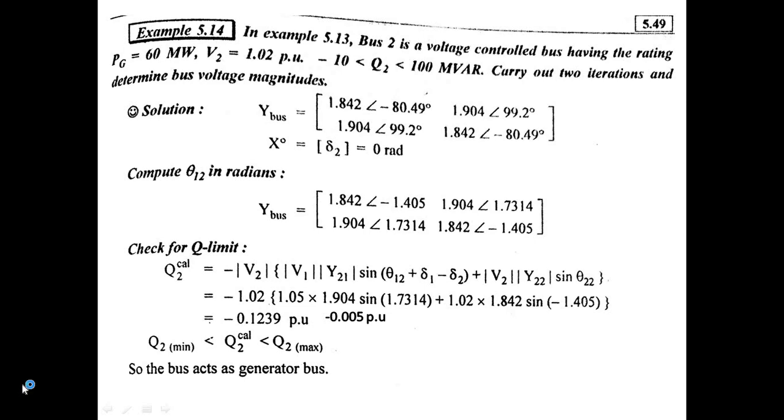Q2 calculation is equal to minus V2 V1 Y21 sin theta 12 plus gamma 1 minus gamma 2 plus V2 Y22 sin theta 22. 1.02 into 1.05 into 1.904 sin 1.7314 plus 1.02 into 1.842 sin minus 1.405, that is equal to minus 0.1239 per unit. And Q2 minimum is less than Q2 calculation less than Q2 maximum. So the bus acts as a generator bus.